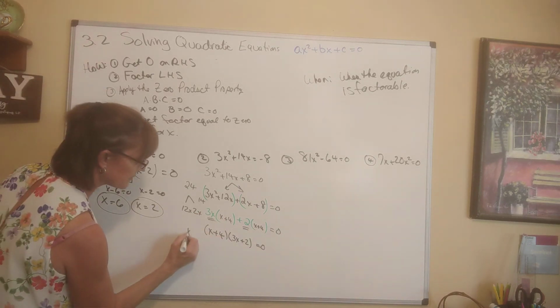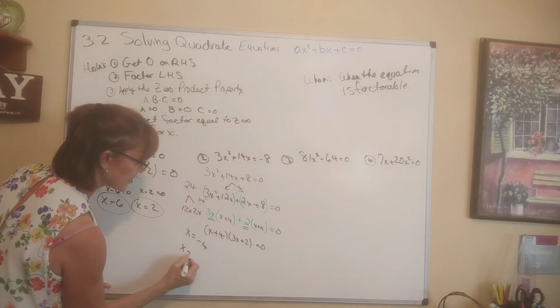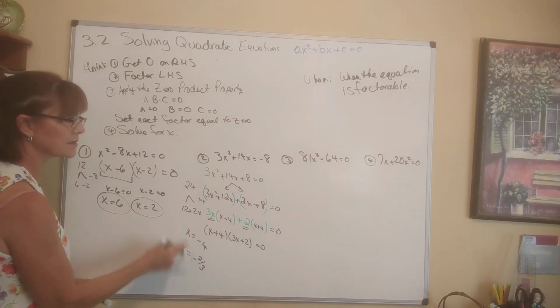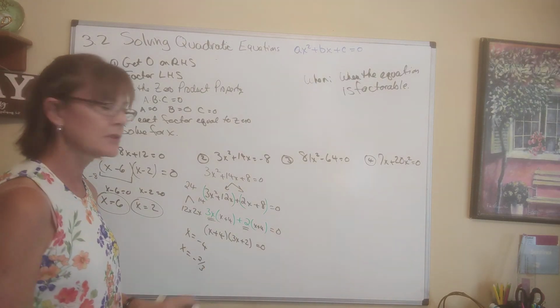Set each factor equal to 0 and solve. x is negative 4, x is negative 2/3. Those are our 2 answers right here. These are x-intercepts. This is where it's going to cross the x-axis. Keep that in mind. That's what we're solving for.